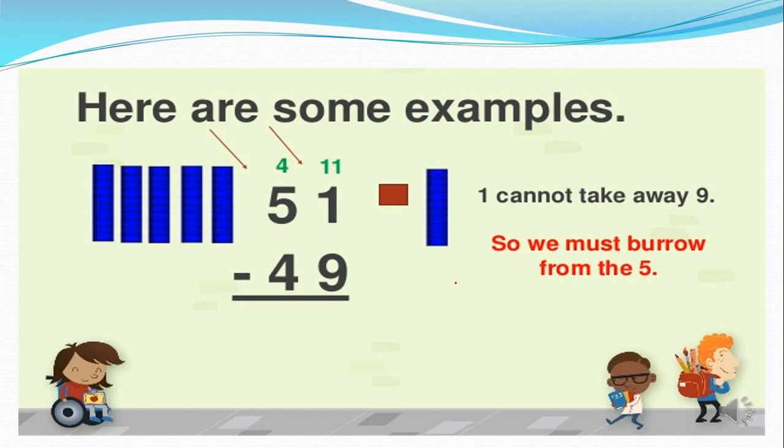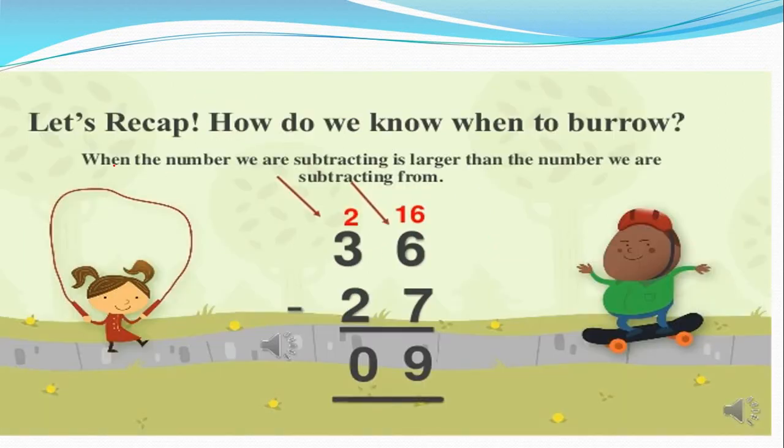But from where? We must borrow from the 5. So 10 plus 1, how many? 11. 11 minus 9. Students, take the borrow plus add the 1. 11 minus 9, how many are left, students? 2. Then what we have to do here: cut the 5 and put 4. 4 minus 4 is 0. So the answer is 2. Understood? Then now another example.